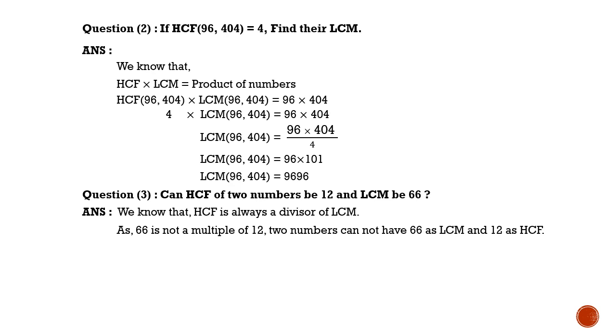We just require to write the note that HCF is always a divisor of LCM, or you can write LCM is a multiple of HCF. Okay, so in this question clearly we see that it is not happening. That's why two numbers cannot have 66 as LCM and 12 as their HCF. Now let us start with the next question.